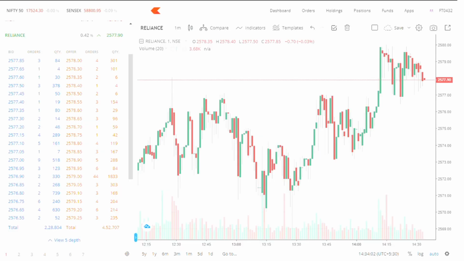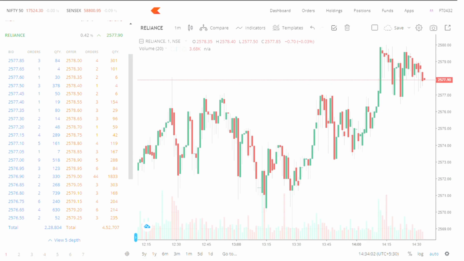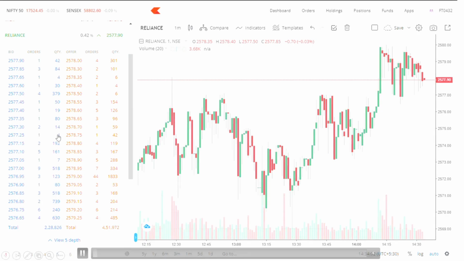So it looks something like this. On the broker screen, most brokers generally provide up to 5 levels. There are very few brokers that give up to 20 levels. So let me show you the simulation of that activity over here.